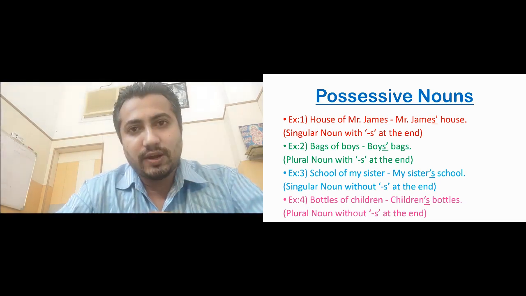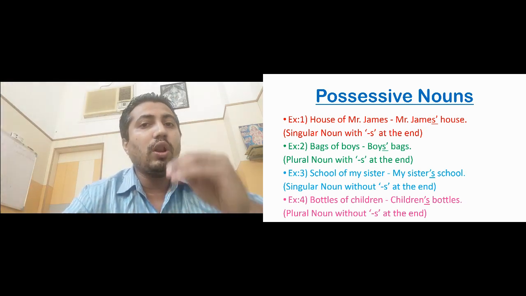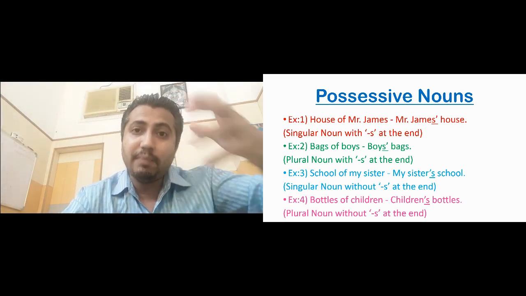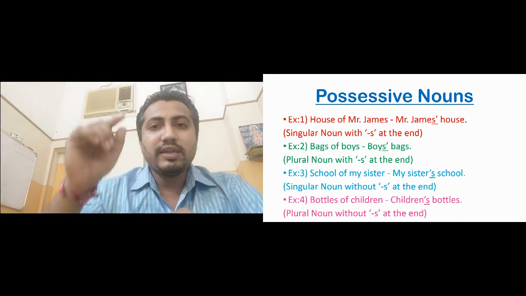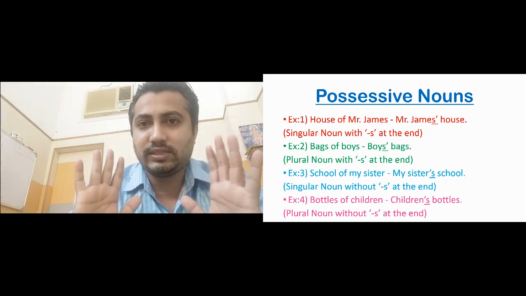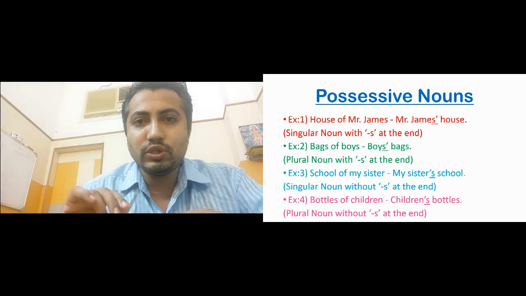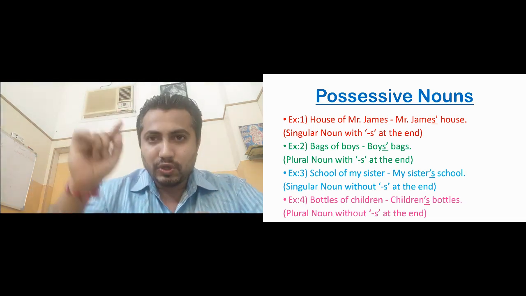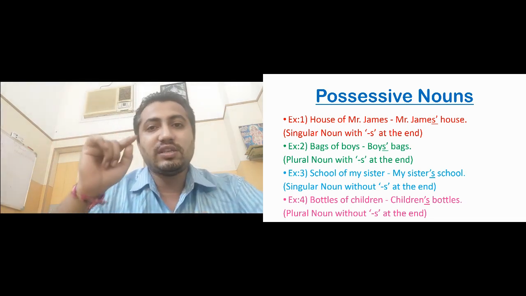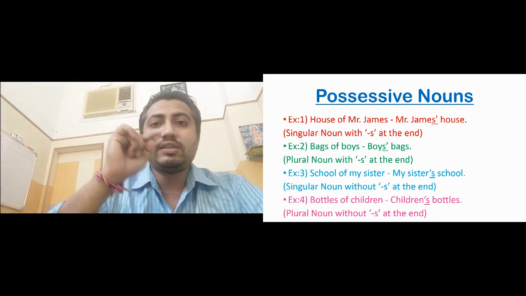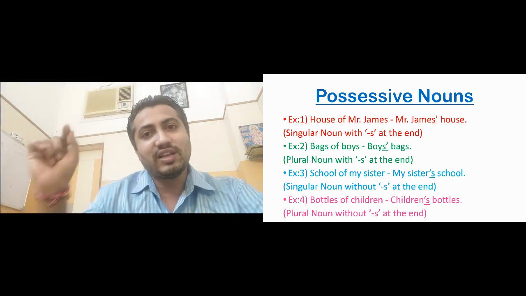Then look at the third example. School of my sister, meaning my sister's school. Sister has no s at the end. So we have to put an apostrophe, and after the apostrophe we put an s. That is my sister apostrophe s, my sister's school. Understood students?